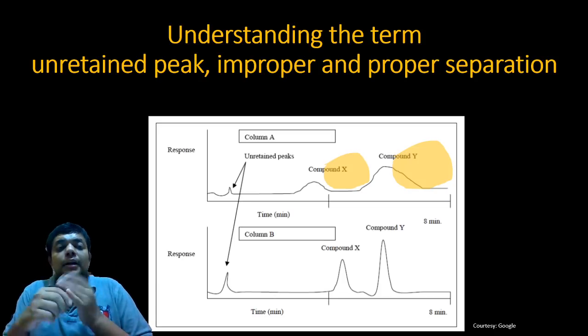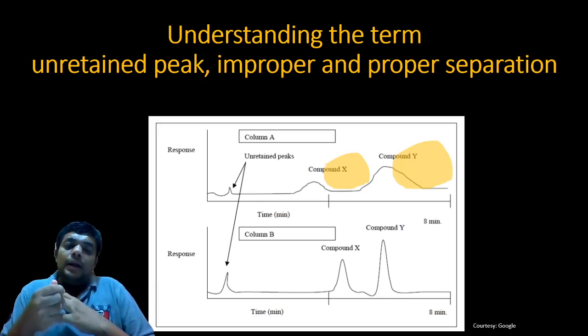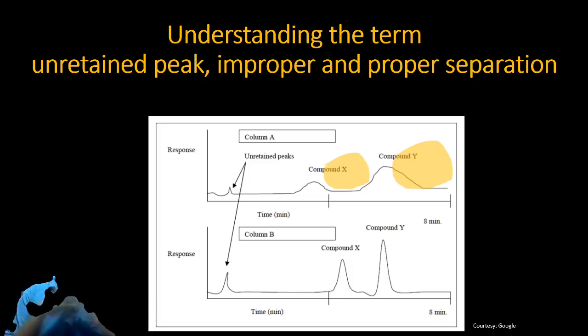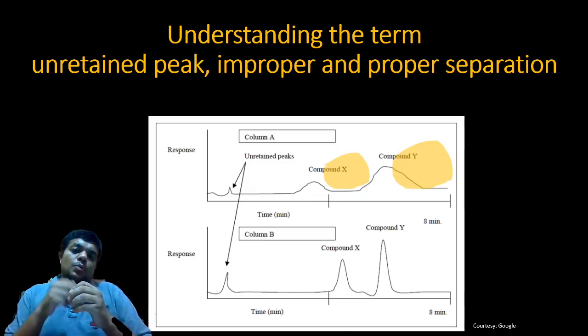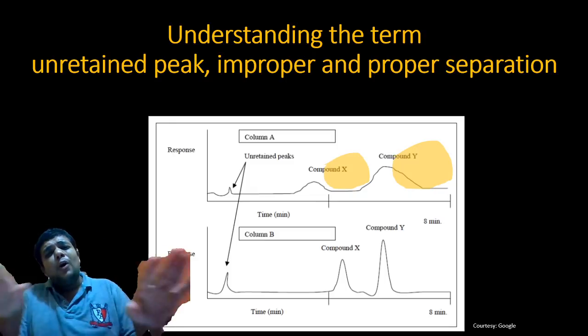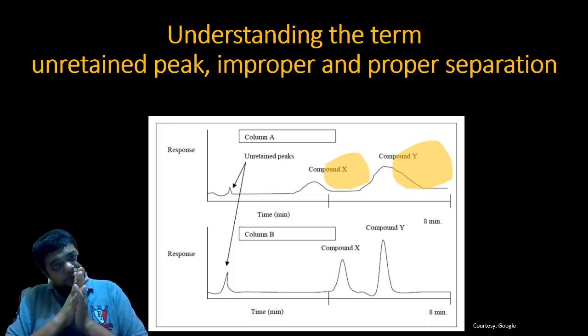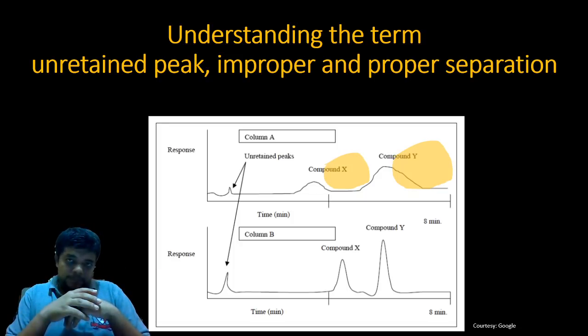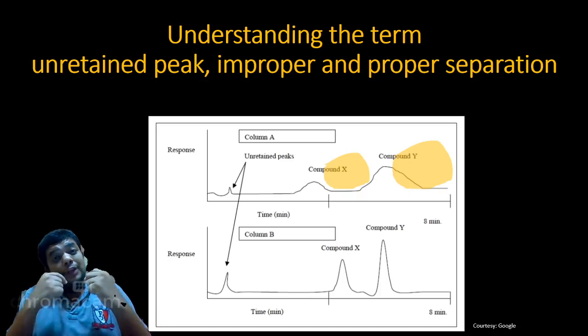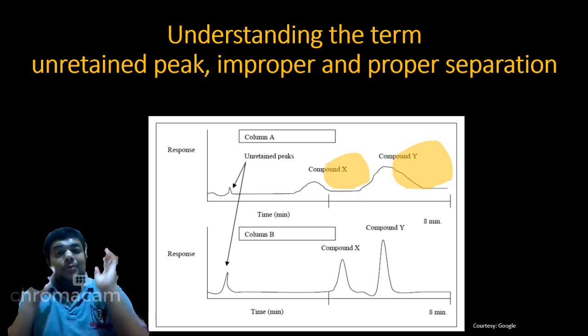Understanding the term unretained peak, improper and proper separation. There are few compounds which, when injected in a column, are not at all attracted towards the stationary phase due to some nature, and they come out quickly together with the mobile phase.